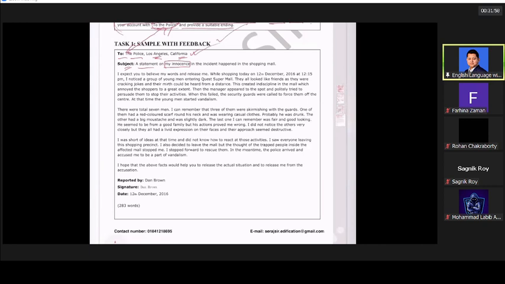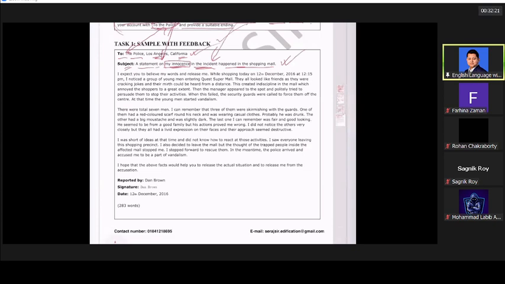You tried your best to convince the police. See, from here, the writer collected the purpose. As I told you always, from this small paragraph before the 3 bullet points, always you should collect the purpose, and that purpose you are going to write in your subject. Remember that. So here, a statement on my innocence in the incident happened in the shopping mall. A perfect subject, very nicely written.